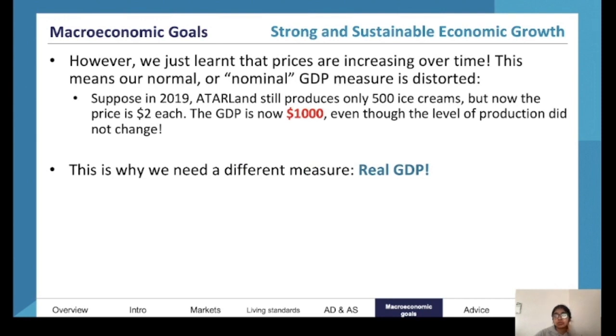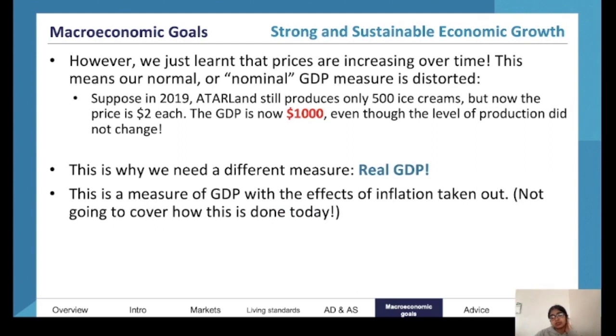So that's where real GDP comes in. Real GDP is a measure of GDP where the effects of inflation are pretty much discounted. We're not going to talk about how that's done, but just remember that real GDP gives us a better indication about the amount, the volume of production.